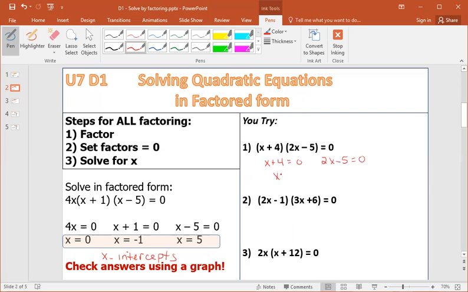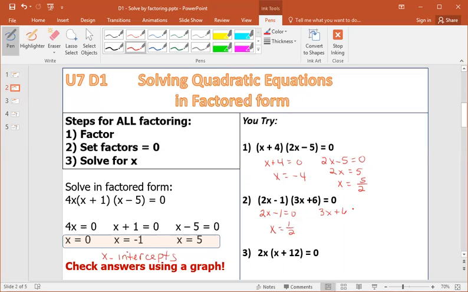So this gives me x is equal to -4. But be careful, it's not just 5. Now we have 2x equals 5, and x is equal to 5 halves here. So be very careful. Same thing with number 2. 2x minus 1 equals 0. We should find that x equals a positive 1/2.